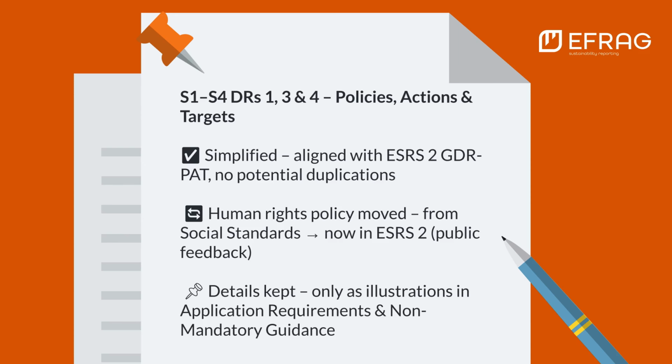These have been simplified in line with the changes in ESRS 2 GDRPT to avoid potential duplications and make the structure easier to follow. One example of this would be that the disclosure on the human rights policy has been moved from the social standards to ESRS 2, reflecting feedback from the public outreach. The specificities of policies, actions, and targets for these affected stakeholder groups have been partially kept as illustrations in application requirements or the non-mandatory illustrative guidance.